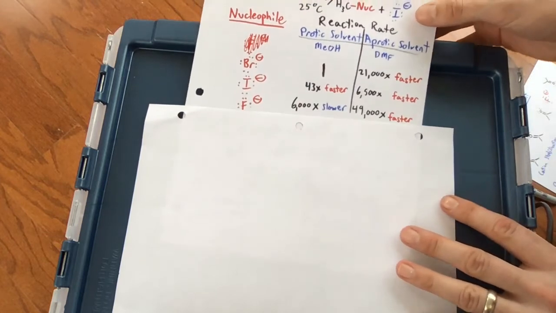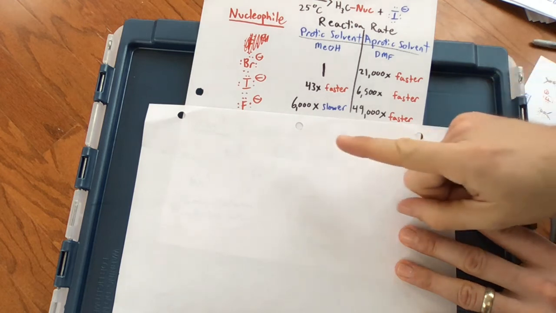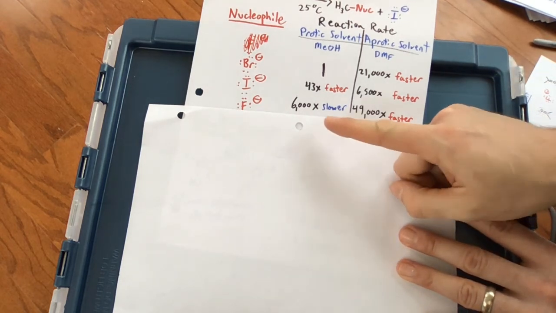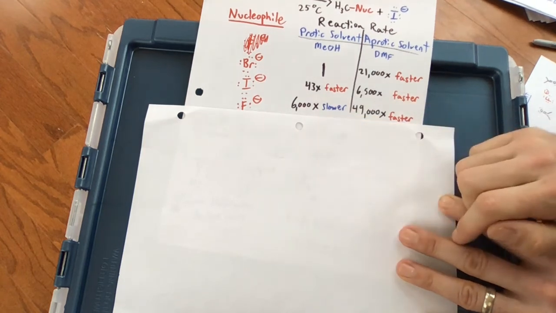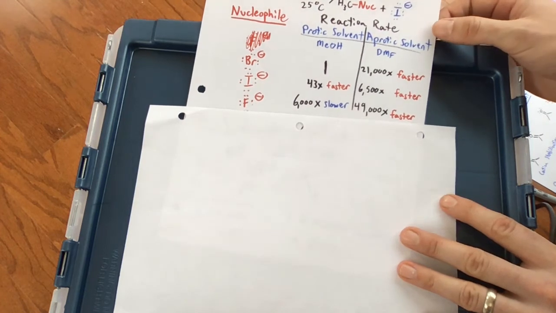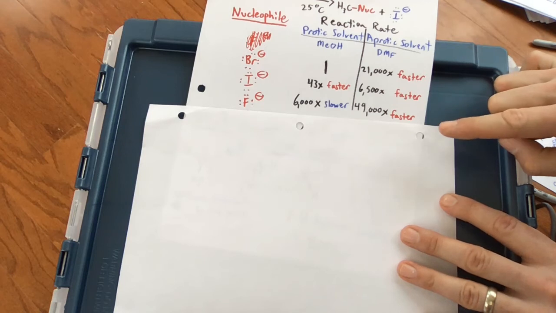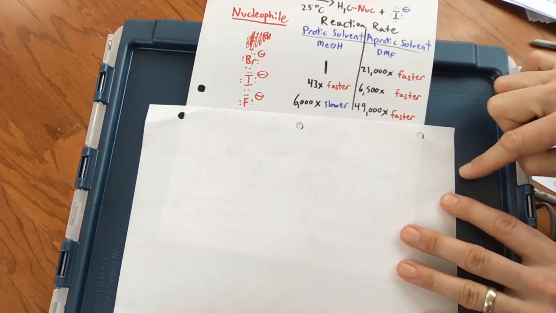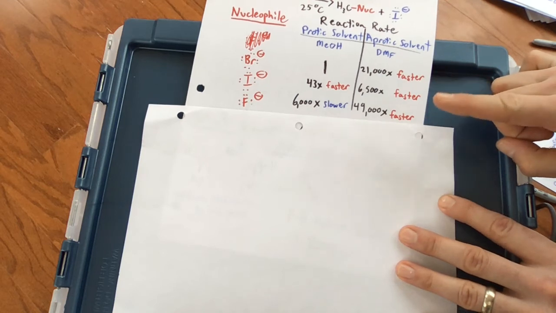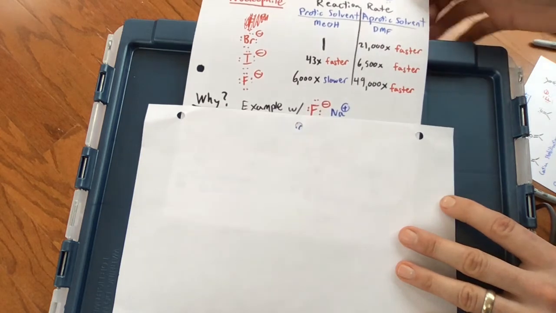And if we use fluoride instead, what is really crazy is that running this in a protic solvent actually results in a decrease in reaction rate of 6,000 times. But if you run this in an aprotic solvent, what you find is that it is way, way, way faster than any of the other two. It is a much stronger nucleophile in aprotic solvents than bromide and iodide. So my question to you is, why might that be?